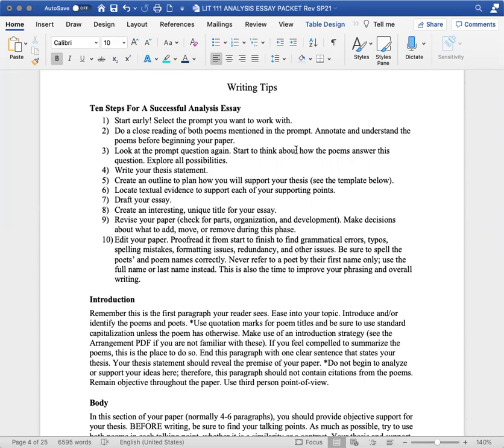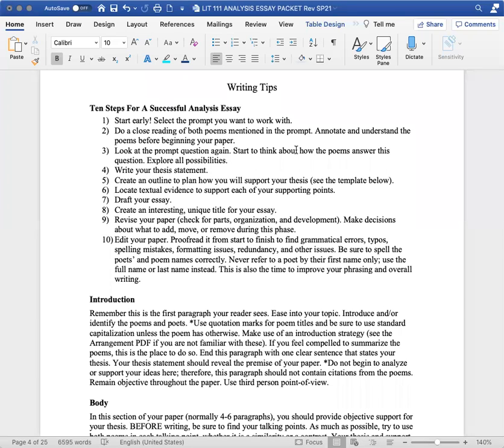Once you understand the 2 poems very well, look at the prompt question again. Start to think about how the poems answer this question. Really explore all possibilities. Write your thesis statement, create an outline, and plan how you will support that thesis and where your evidence is and how you'll organize that evidence, right? Then draft your essay. So type it up. Create an interesting, unique title. Take a break and then revise your paper.